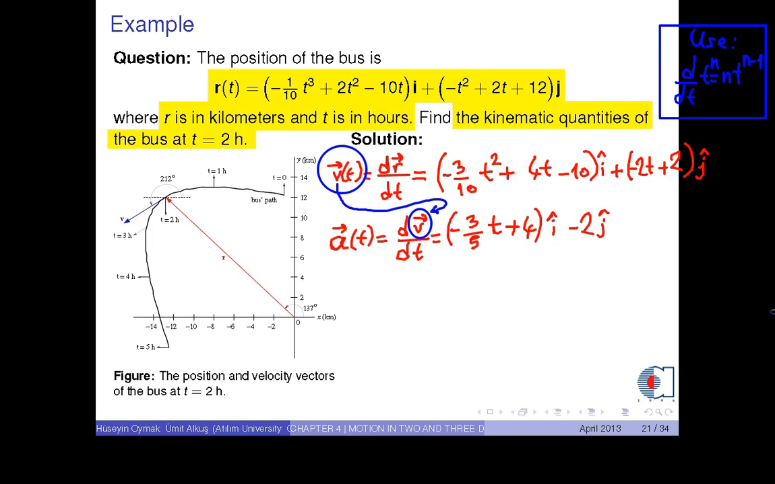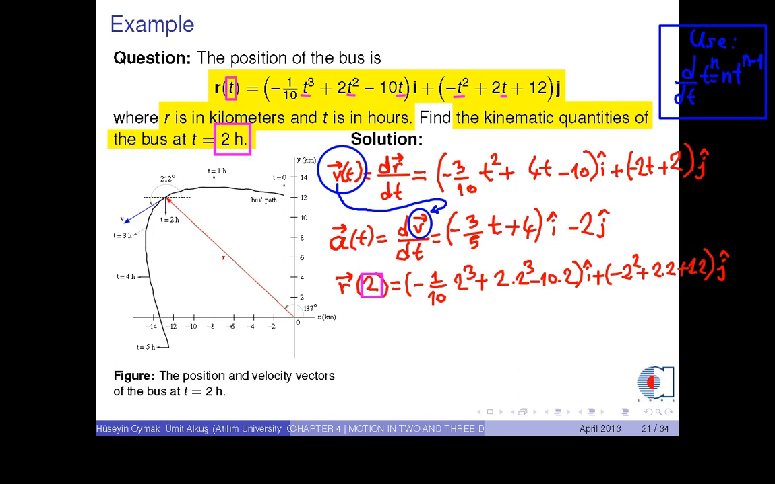The position of the bus in unit vector notation at time t = 2 hours is r(2) = (-1/10 times 2 cubed + 2 times 2 squared - 10 times 2) i + (-2 squared + 2 times 2 + 12) j, which results in -12.8 i + 12 j kilometers.